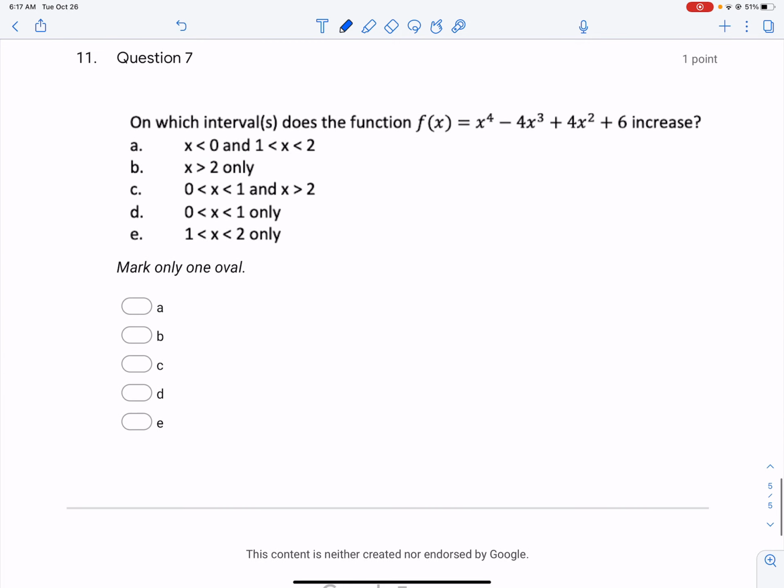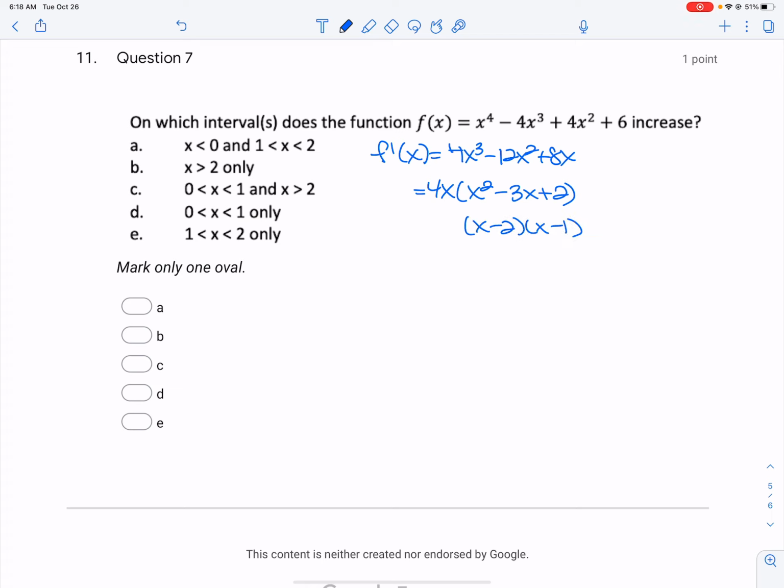Okay. Well, where does the function here increase? So I want f prime of x is equal to 0. So 4x cubed minus 12x squared plus 8x. So factor out a 4x. And I get x squared minus 3x plus 2. So x minus 2, x minus 1, and a 4x. And that's equal to 0. So x is equal to 0, 1, and 2.